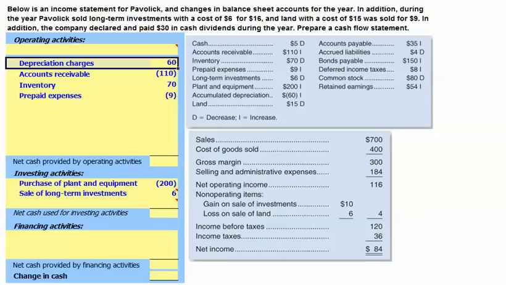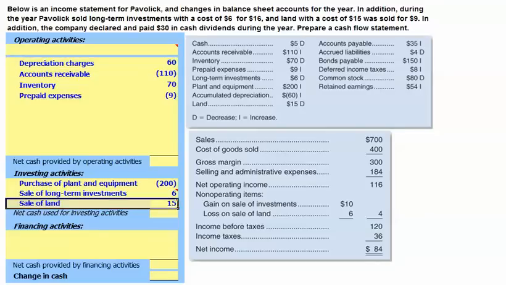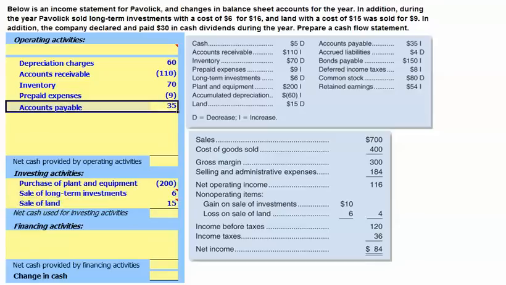Finally, the last asset we have is land. Land decreased by $15. This decrease in assets is considered to be a source of cash and is classified as an investing activity. On the liabilities and equity side of our balance sheet, increases in liabilities or equity provide a source of cash, while decreases are a use of cash. Accounts payable increased by $35. This increase in liabilities is a source of cash and classified as an operating activity. The $4 decrease in accrued liabilities will be a use of cash in our operating section.